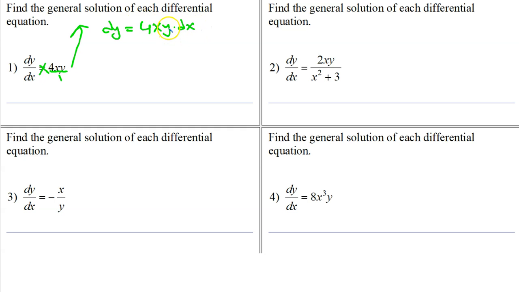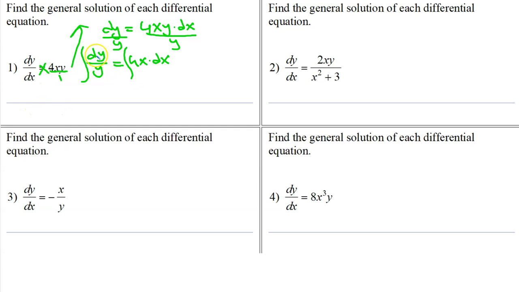We have to dispose of this variable y. So the only way is to divide each side by y. So when I do that, we get dy over y is equal to 4x times dx. So now, since the variables are separated on both sides, we're going to integrate.